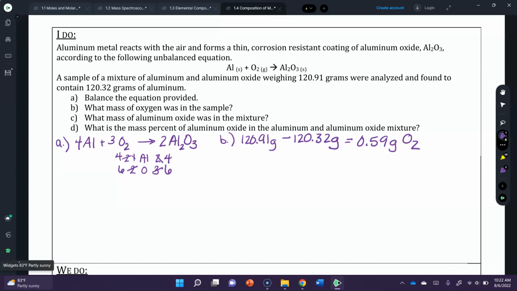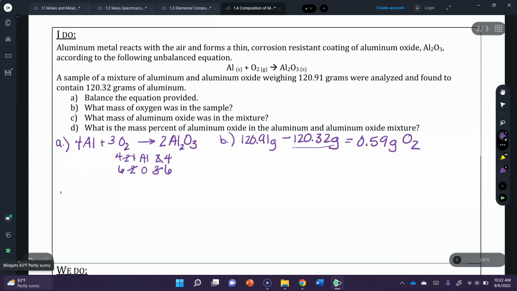So now it wants to know what mass of aluminum oxide was in the mixture. Well, I know how to relate oxygen and aluminum oxide to each other because I have this reaction and I have oxygen, I know for sure. This aluminum mass that's here is going to be both the aluminum from just the aluminum solid and aluminum from the aluminum oxide, so it is not pure. But I can use my known mass of oxygen to convert it to aluminum oxide and know how much of the aluminum oxide I have.